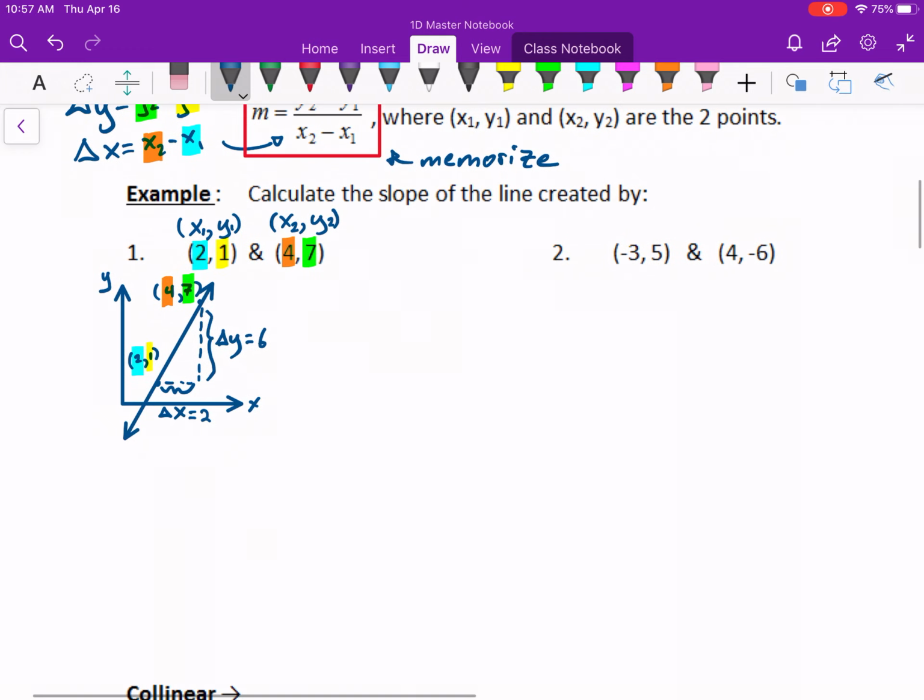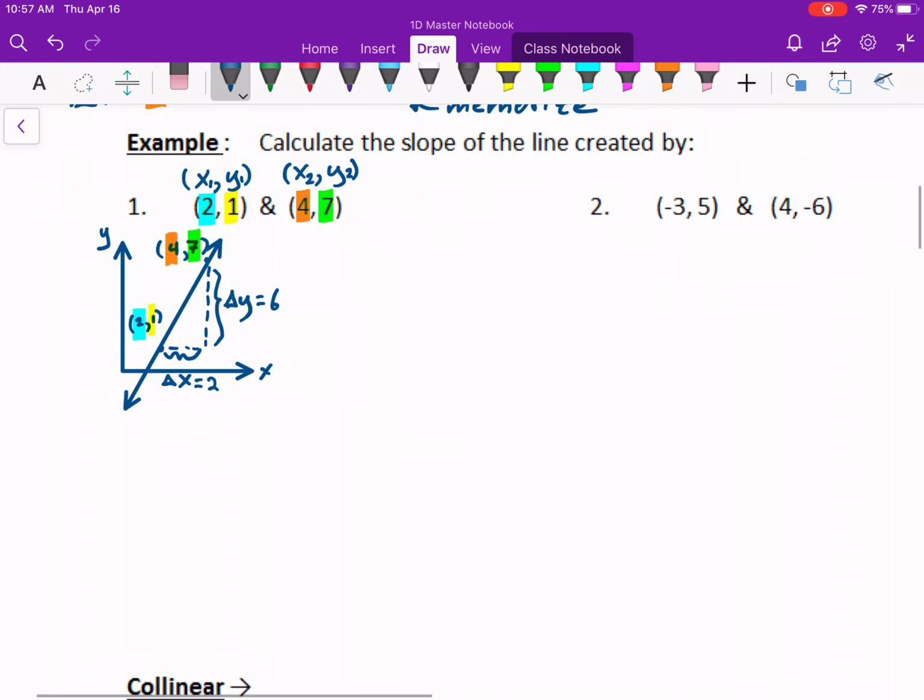All right, so I've already partially done example 1 without using the formula, but if I was to finish it off, m, the slope, is going to be delta y over delta x, which is going to be 6 over 2, which would reduce to 3. So we got the slope of 3.